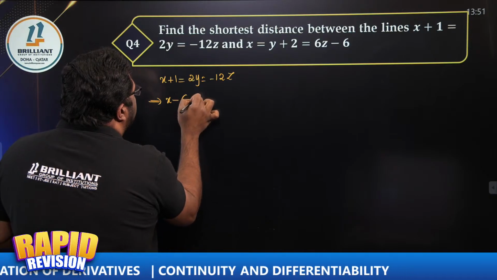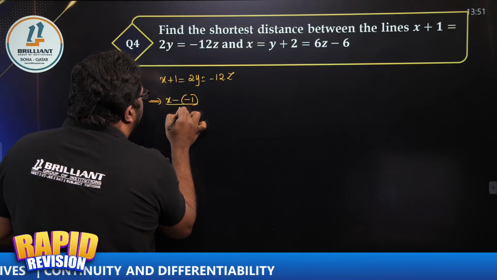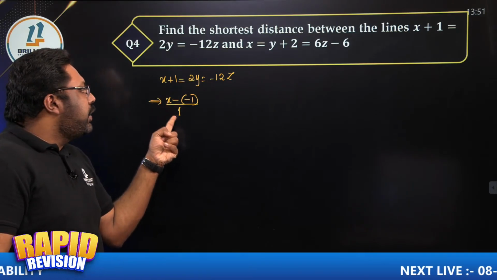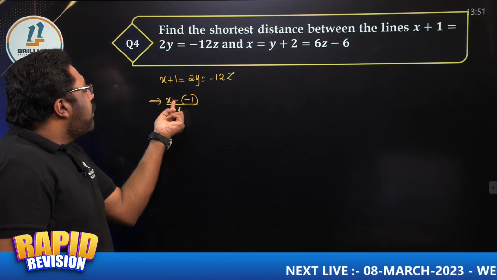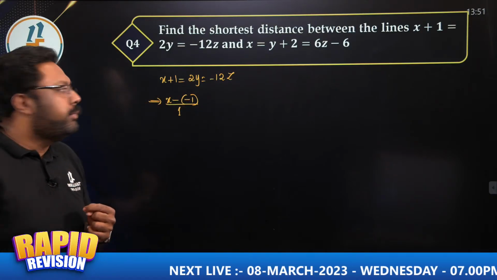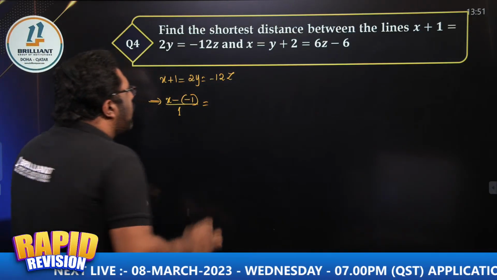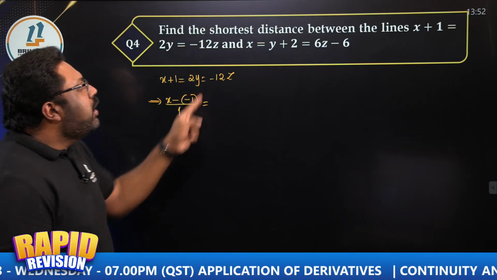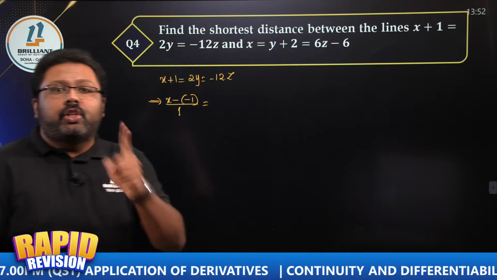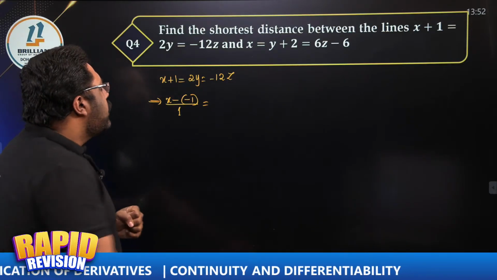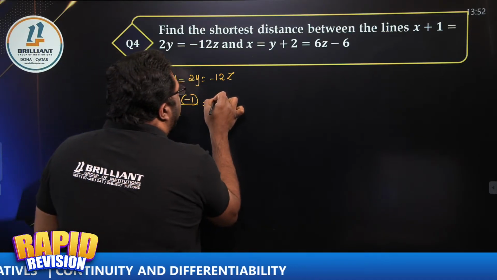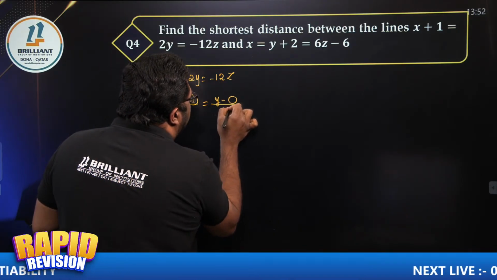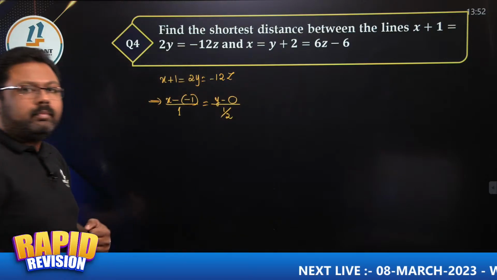X minus 1 divided by 1. There is nothing in the denominator, which means the direction ratio is 1. And x minus the first coordinate, minus 1. The second equation, 2y. The coefficient of every variable in the equation of a straight line should be 1. So here it's 2. So I can write this as y minus 0 divided by half.